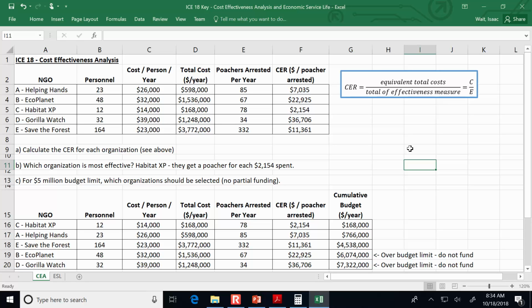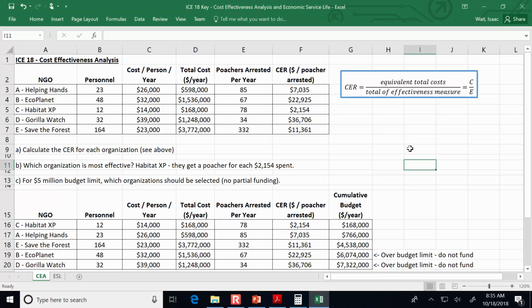So this CER, when we calculate it, what it works out to is how many dollars are being spent for each poacher that's arrested. And it's pretty clear that Habitat XP is the best because you only spend about $2,154 to arrest a poacher when you invest through Habitat XP, but with Gorilla Watch, you're spending $36,000 for each poacher that's arrested. Now, of course, numbers can always be abused.